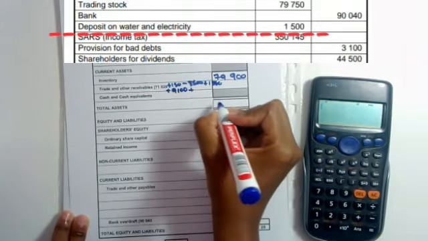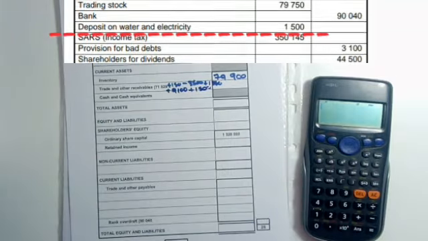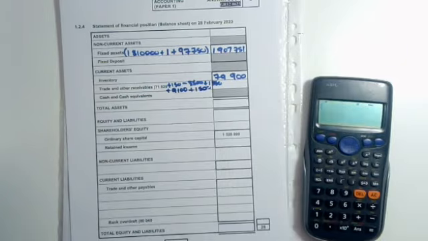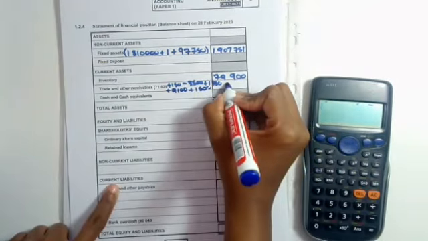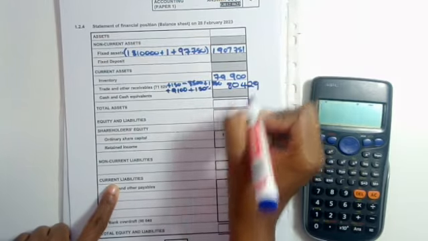So a deposit of 1,500, you will see it in your information A. Then your trade and other receivables total will be 80,429.